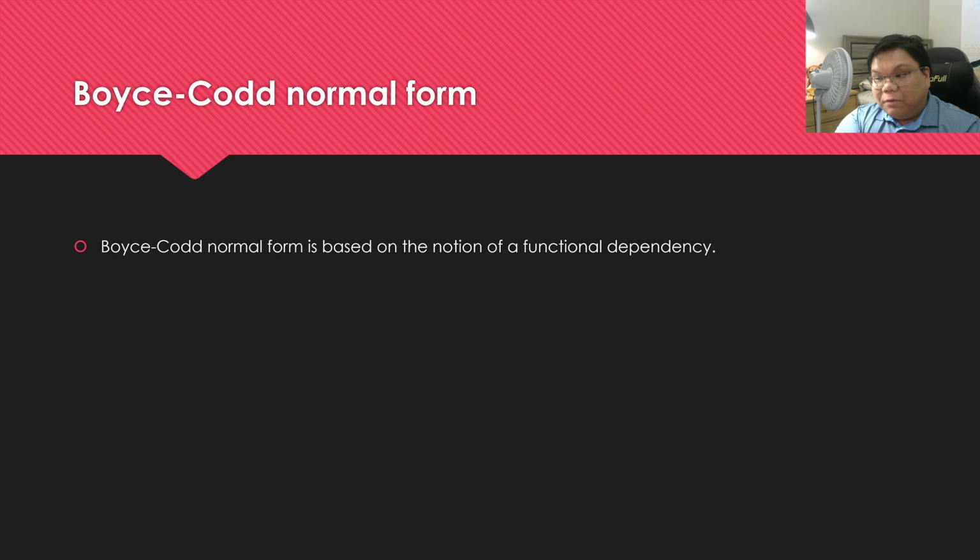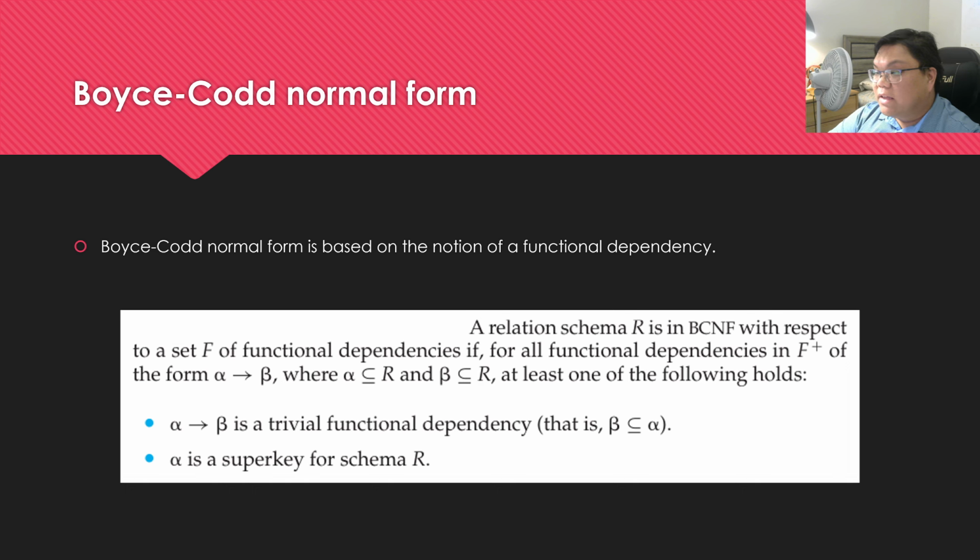So we have first normal form, and then we have Boyce-Codd normal form. The definition of Boyce-Codd normal form is contingent on the notion of a functional dependency. A relation schema R is in BCNF with respect to a set F of functional dependencies if for all functional dependencies in F+ of the form alpha determines beta, where alpha and beta are subsets of R, at least one of these holds.